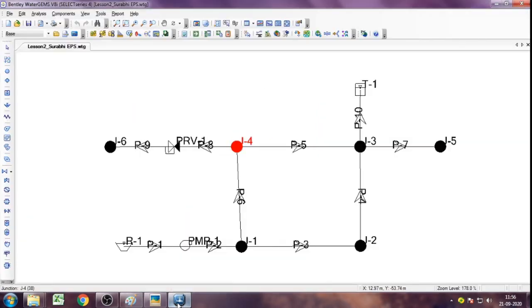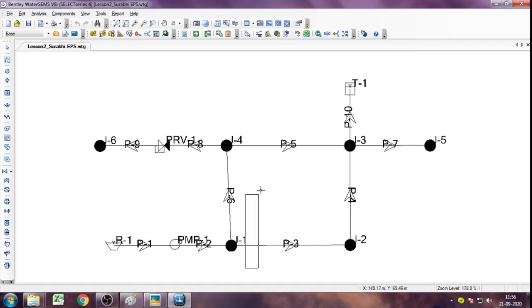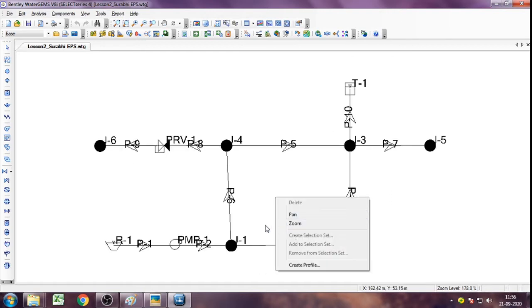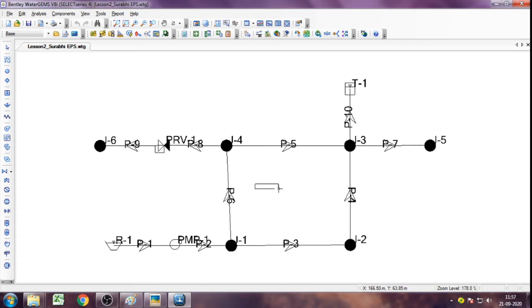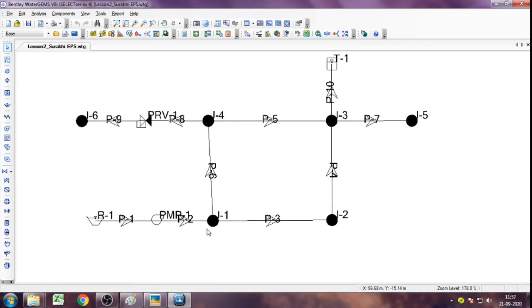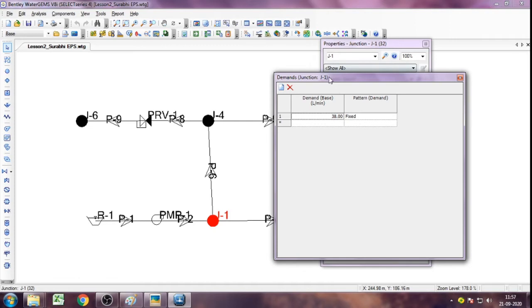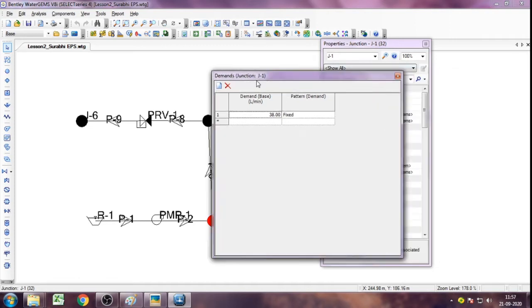So let us go back to WaterGEMS and start how to do that. All the work we will be doing in EPS will be in the junctions only, because the junctions are giving the demand. So let us start with junction number 1. So go to the demand collection. We are only concerned with demand here, the rest of the properties will be fixed.